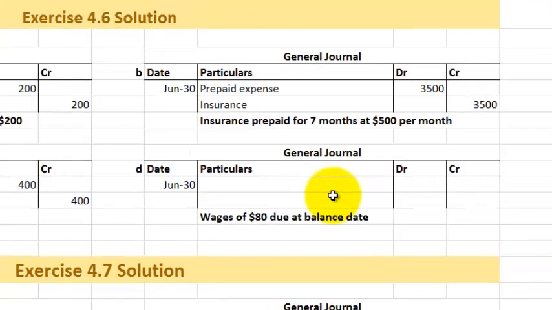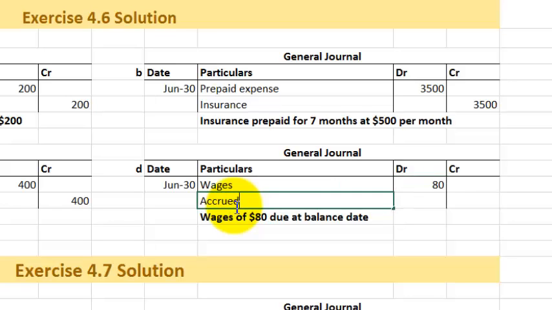Let's look at the last entry, part D. Wages were owing at balance date. It's again very similar to the first one we did. So we've got wages expense, that's $80 on the debit side, so that increases. And again we've got accrued expense. There we are. And that is an amount that we owe at the 30th of June 2013. So there we have a liability owing.